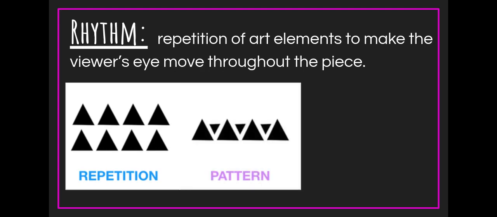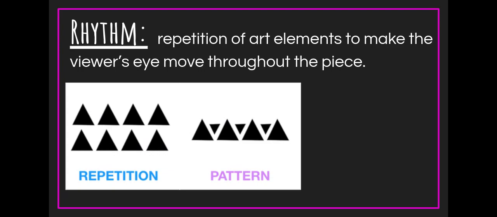I want to show you the difference between repetition and pattern. Repetition is exactly the same thing over and over again, like triangle, triangle, triangle, triangle. The triangles can be a different size, slightly skinnier or fatter. As long as you're repeating the same kind of element over and over again, it is repetition. It repeats.